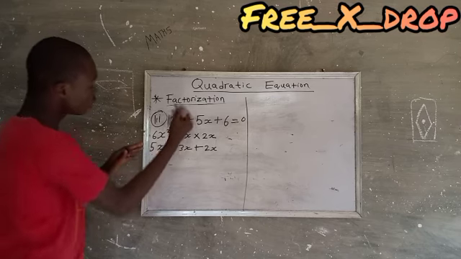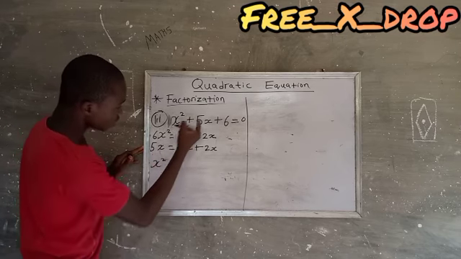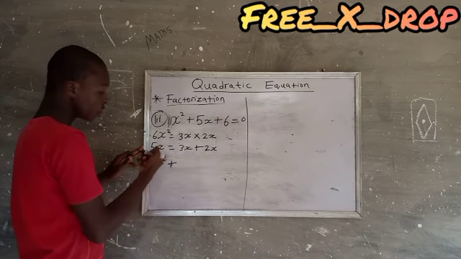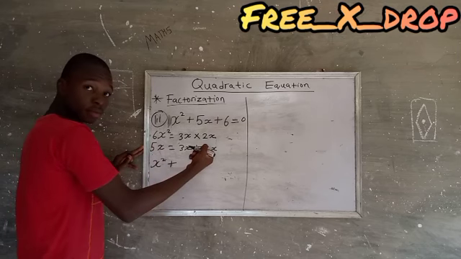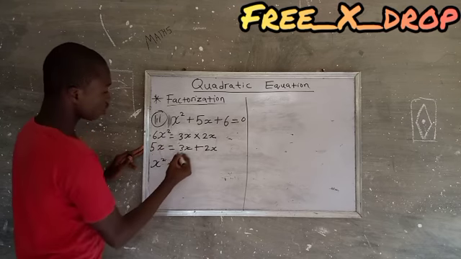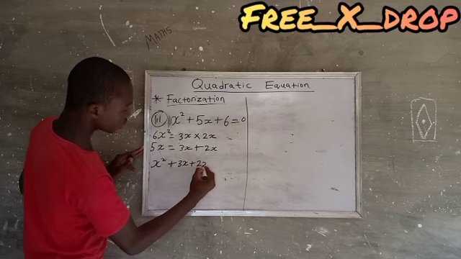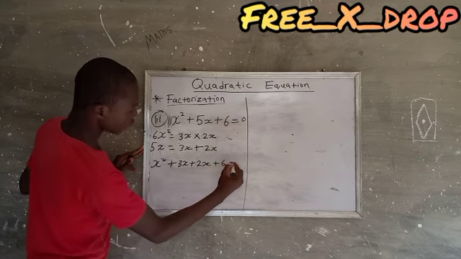So our new equation will be x squared plus this 5x. We change it to this. 3 plus 2 is the same thing as 5. So we are changing this 5x to this. You understand? We are removing this and putting this. So it will now be 3x plus 2x, then plus your 6 equal to 0.